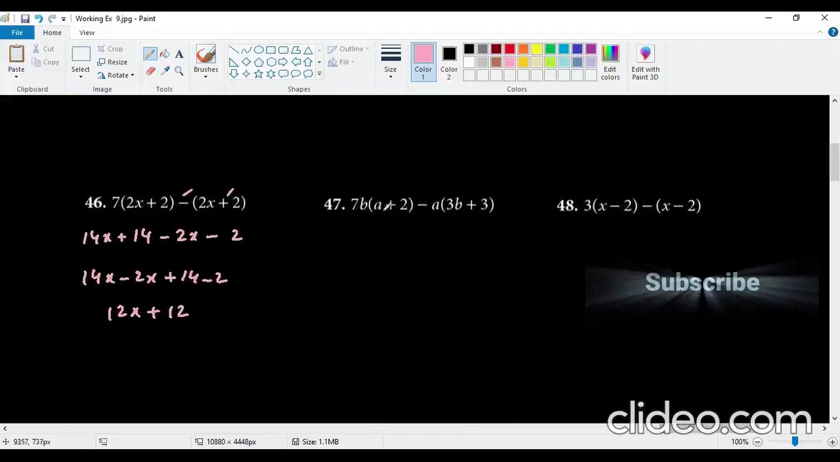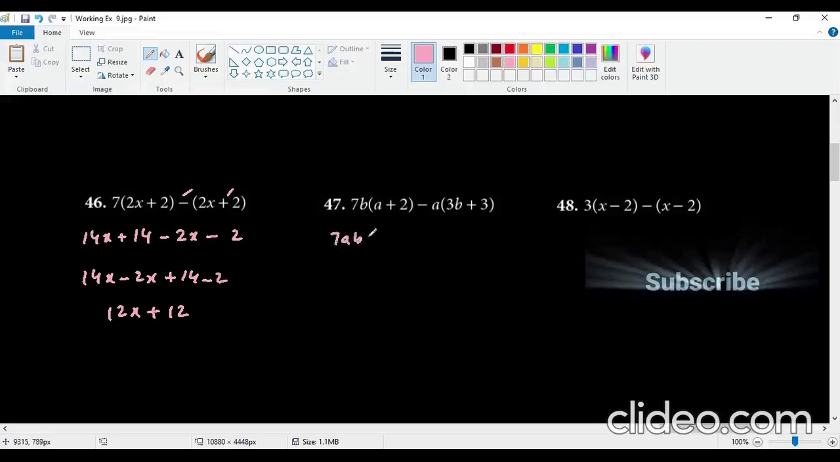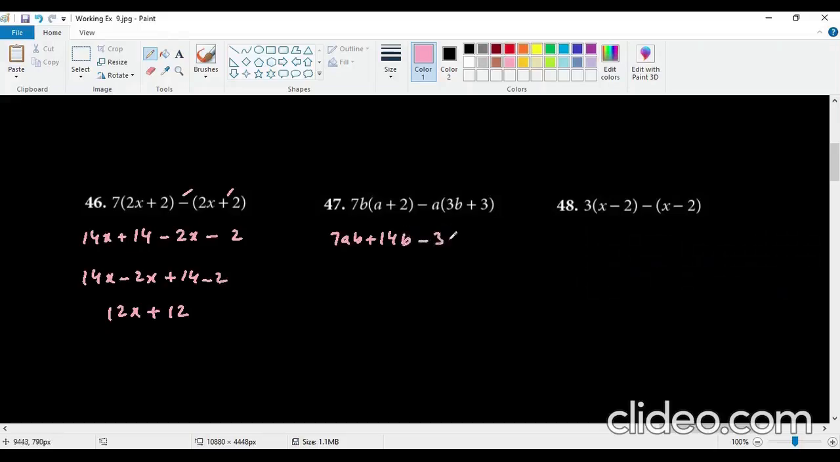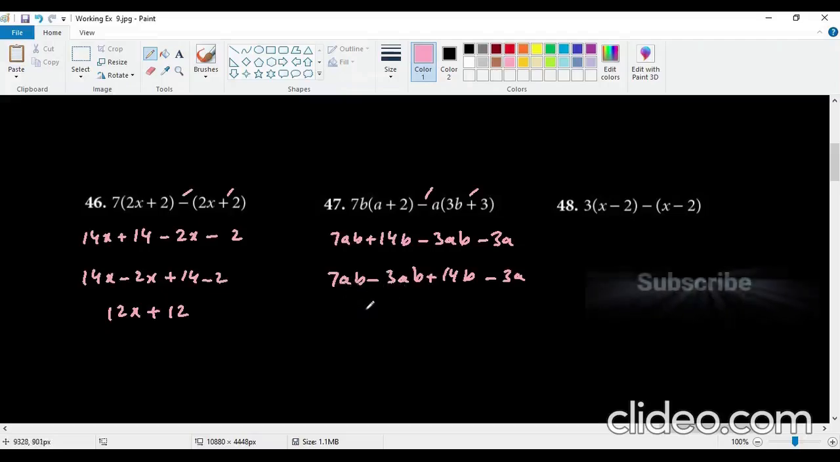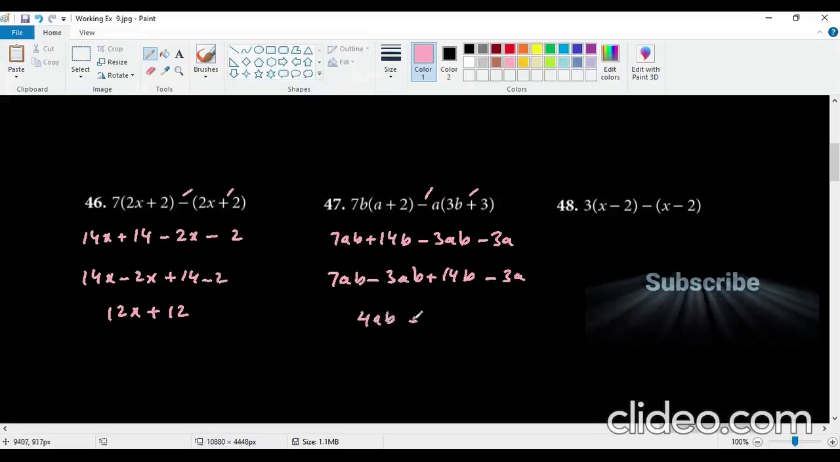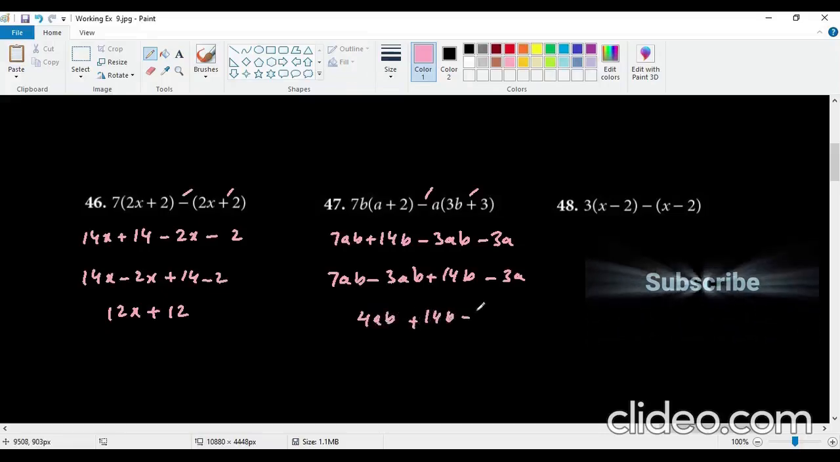This is going to be 7ab plus 14b and minus 3ab, and minus plus is a minus 3a as a simplification. Putting like terms together, 7ab minus 3ab plus 14b and minus 3a. In here, you have 7ab minus 3ab is going to be a 4ab plus 14b and minus 3a as an answer for question number 47.